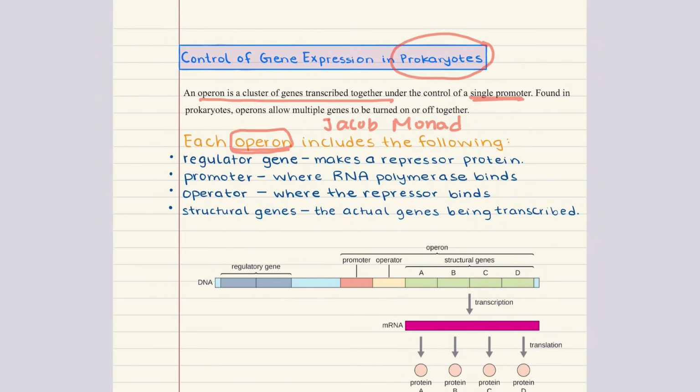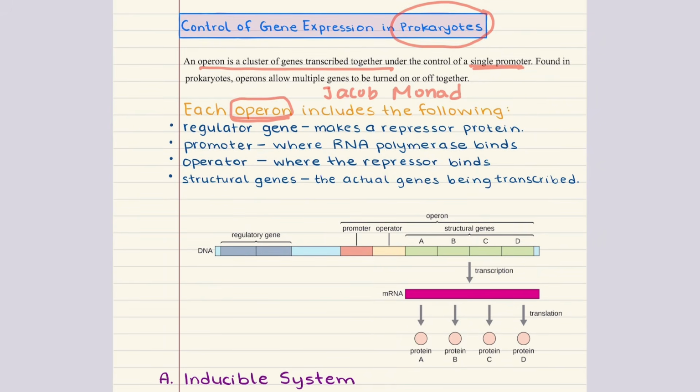Instead of having one promoter for every gene like we see in eukaryotes, bacteria often group genes with similar functions together and then control them with a shared regulatory system. This makes gene expression more efficient for prokaryotes, and it's especially important in response to environmental changes. Each operon is going to contain 4 important components.